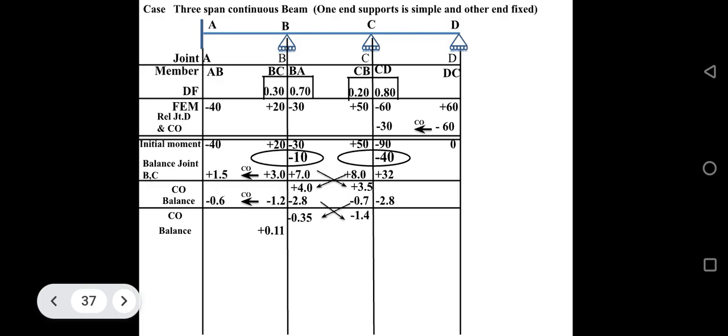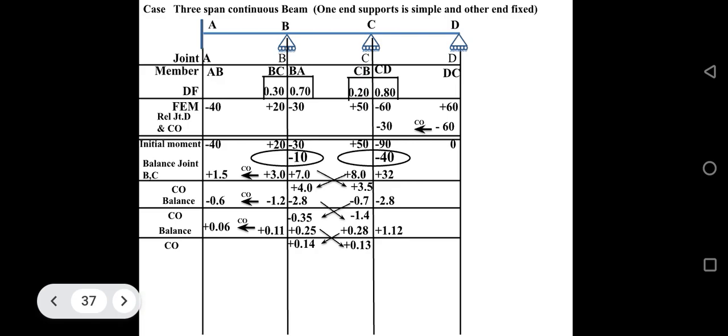The 0.35 is to be multiplied with 0.3 and 0.7 and distributed with the opposite sign. Similarly, 1.4 is to be multiplied with the distribution factor and distributed with the opposite sign, and follow the same procedure. Carry over this 0.11, half the moment with the same sign because joint A is fixed, carry over from B to C half the moment, and carry over from C to B half the moment.